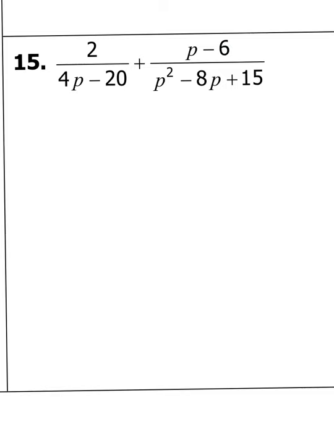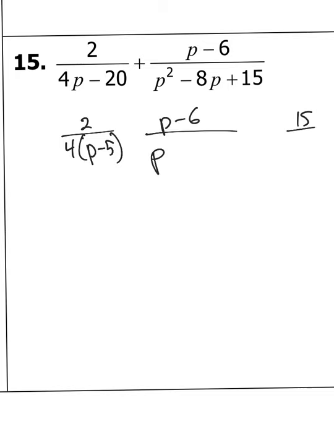All right, last one. I'm just going to run through this really quickly because this video is getting pretty long. So I'm going to factor out a 4. I'm going to factor out factors of 15 that add up to negative 8: negative 5 and negative 3. All right, so what is this one missing? This one over here, I'm just going to color code my factors.